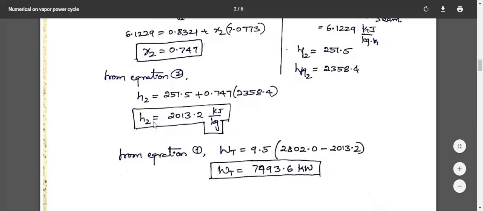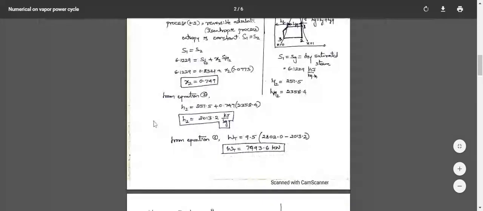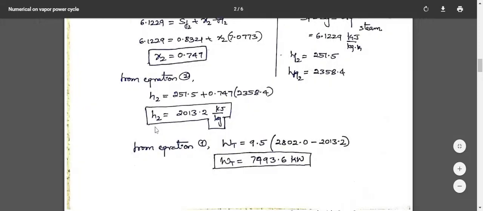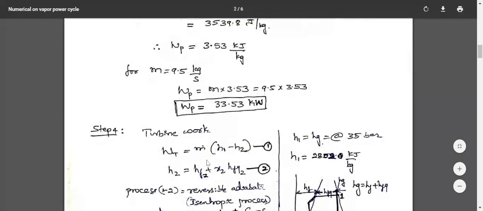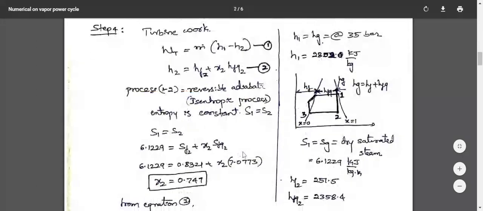So both H1 and H2 values you substitute in equation number 1. Equation number 1 we have taken as m dot times H1 minus H2. So substitute in equation number 1, the m dot is 9.5, the remaining H1 and H2 you substitute, you will get the value of WT, that is 7493.6 kilowatt. This is the second unknown calculated.